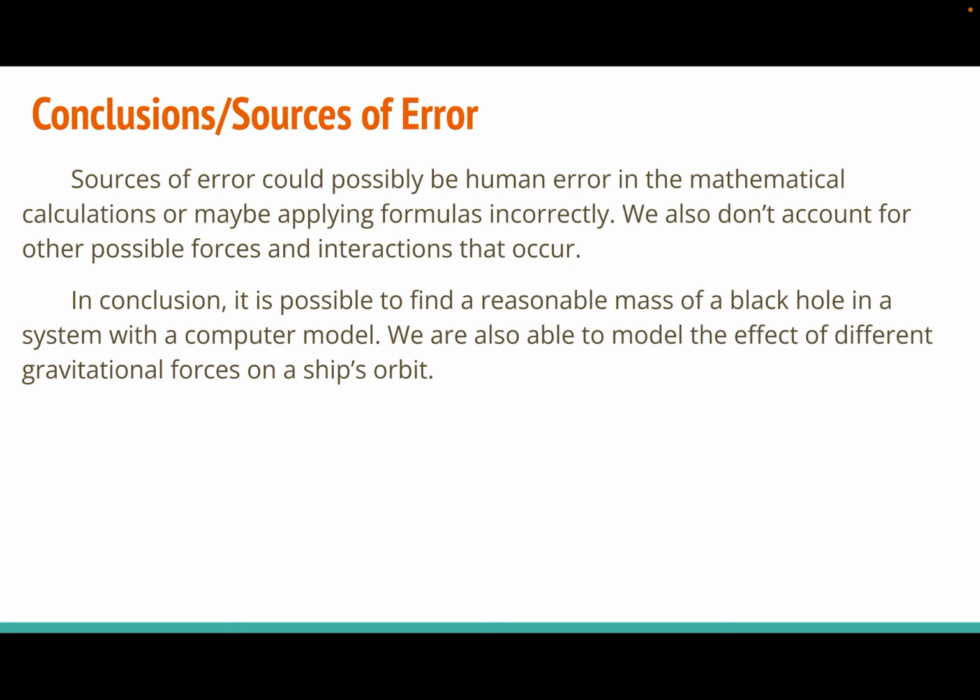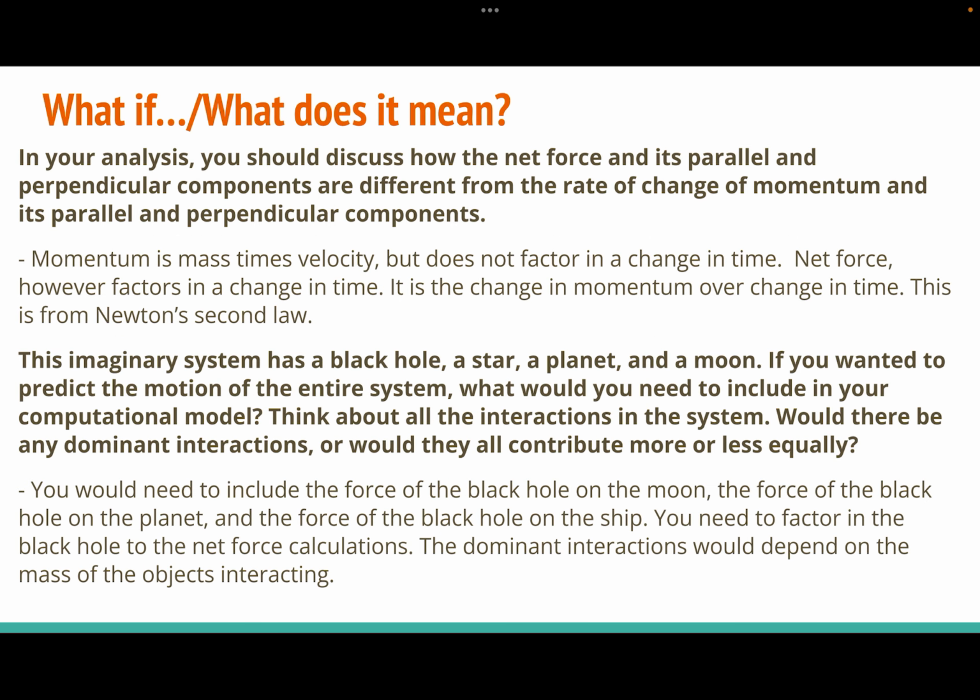In conclusion, it is possible to find a reasonable mass of a black hole in a system with a computer model. We are also able to use a computer model to model the effect of different gravitational forces on a ship's orbit. So what does it mean and what if?